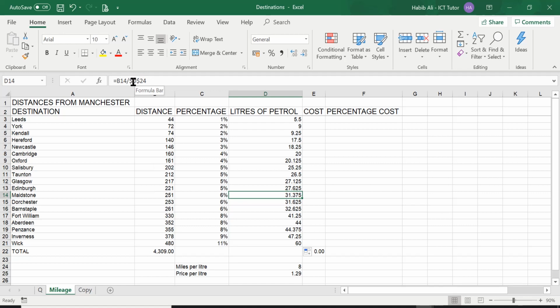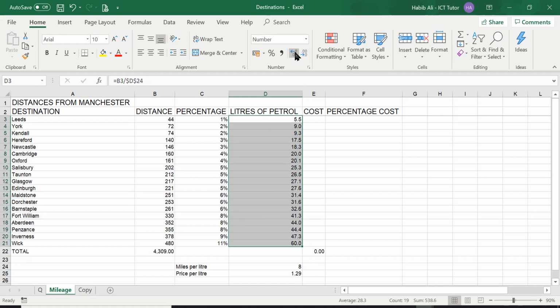But the second part here, we did not want it to change. So this has remained constant, D24. We've made it absolute by using the $ sign. So that's brilliant. I just need to change this to 2 decimal places. I'm just going to use the increase decimal places here this time. The next question is to work out the cost.